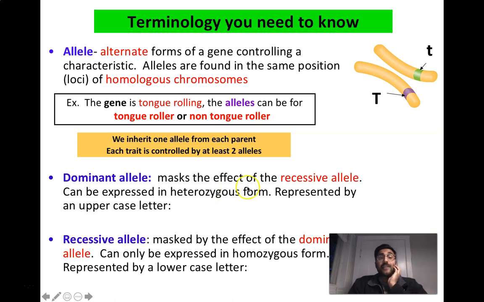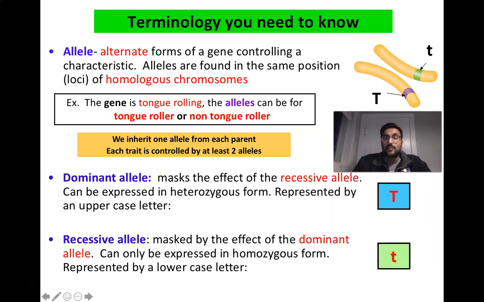Dominant alleles mask the effects of the recessive alleles. They can be expressed in heterozygous form, meaning one big letter and one small letter, or they can be represented by two capital letters. We'll go through that in a second. But a capital letter represents a dominant allele, and so it's always going to trump the effects of a lowercase or recessive allele.